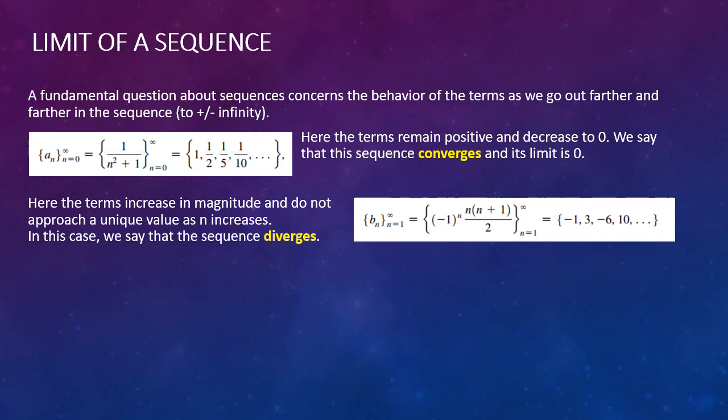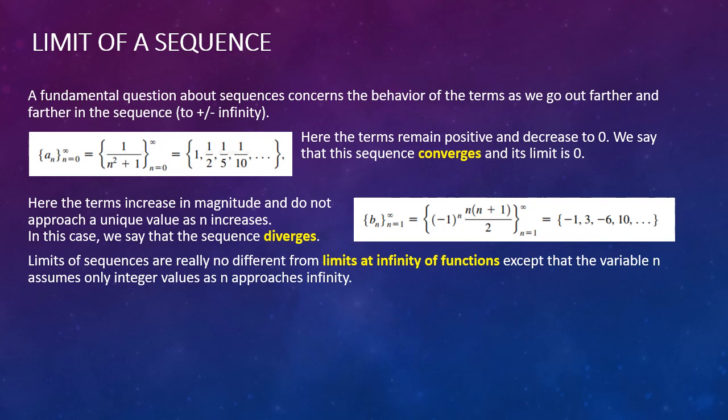Here we have another formula, b sub n equals negative 1 to the n power times the quantity n times n plus 1 over 2. Again, in this case, we're evaluating between n equals 1 and infinity. You can see that the terms increase in magnitude, both in the positive and negative direction, as we're getting larger and larger, and do not approach any unique value as the value of n increases. We do not have a horizontal asymptote. In this case, we say that the sequence diverges.